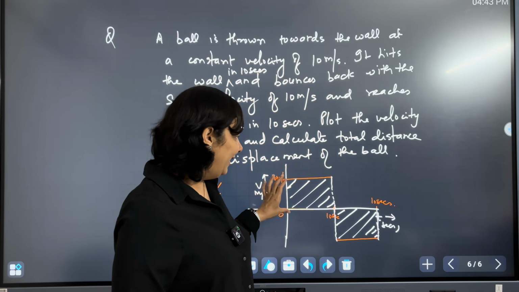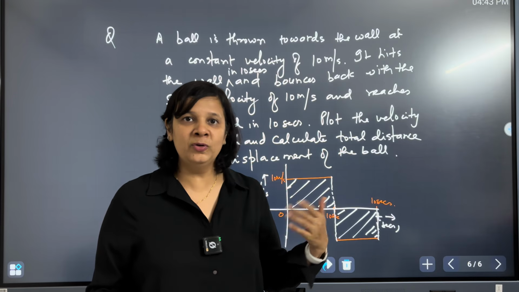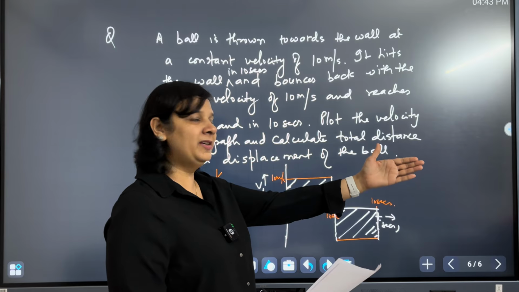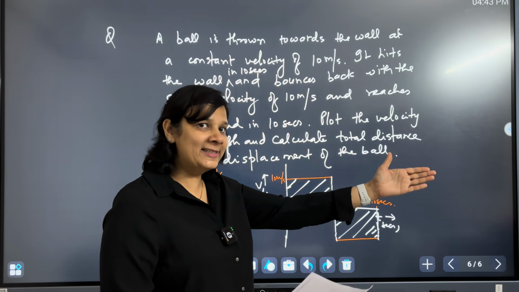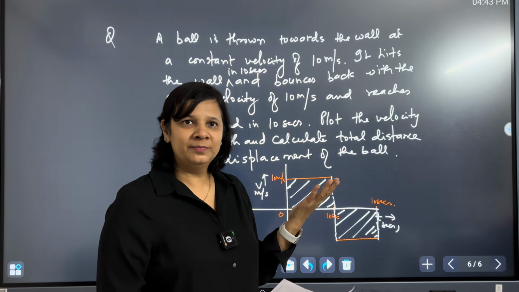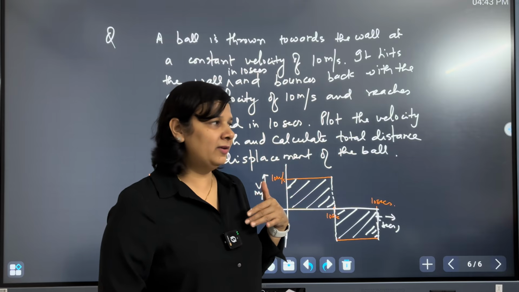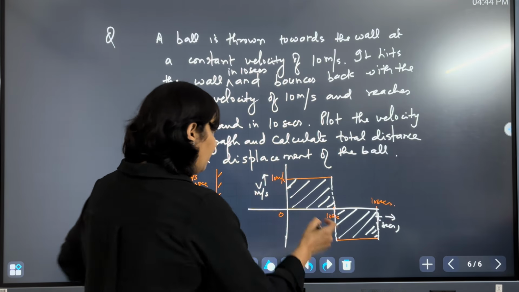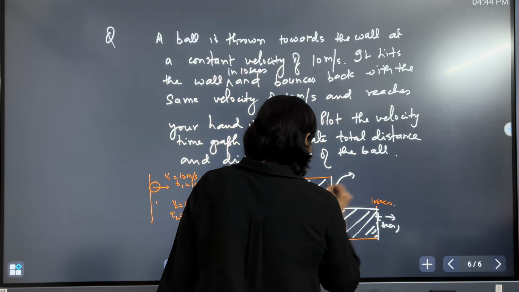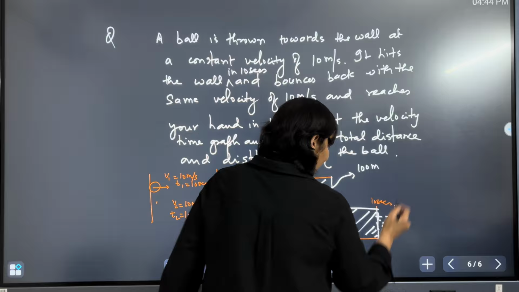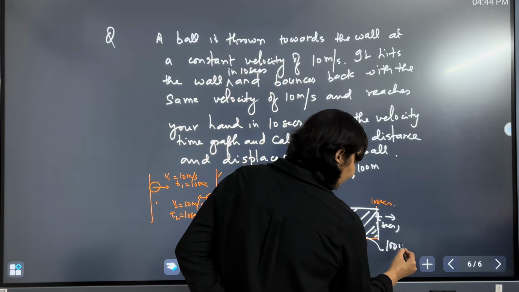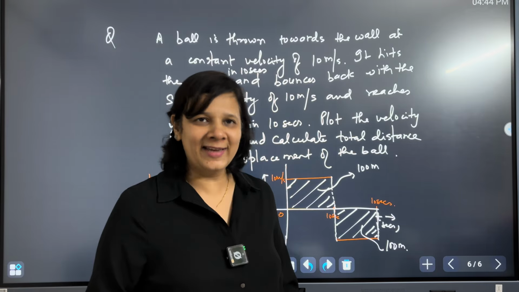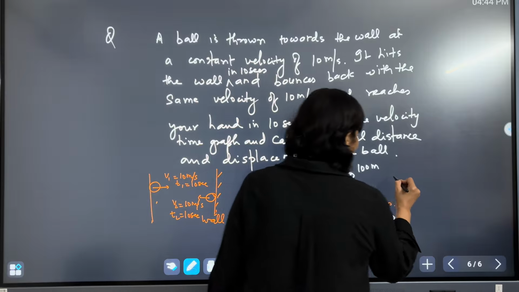Because the area under the velocity time graph will give you displacement, and the ball from my hand went up to the wall, hits and comes back to my hand. So the amount of distance covered while going and coming back should be the same. So the graph has to be symmetric. Now how much is this? 100 meters. And how much is this? 100 meters. Right?